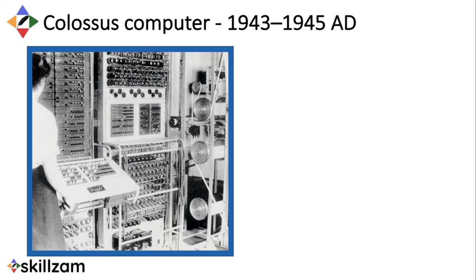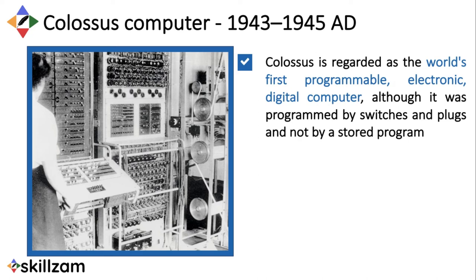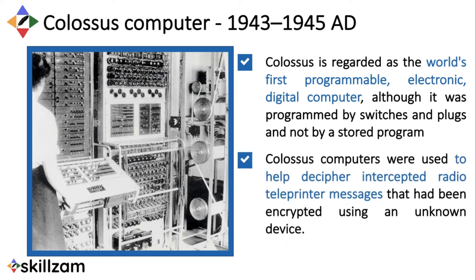Colossus Computer, 1943-1945 AD. The first really successful electronic computer was built in Bletchley Park, England. It was capable of performing only one function, that of code breaking during World War II. Colossus Computer is regarded as the world's first programmable electronic digital computer, although it was programmed by switches and plugs and not by a stored program, and it could never be reprogrammed as well. So Colossus was used to help decipher intercepted radio teleprinter messages.